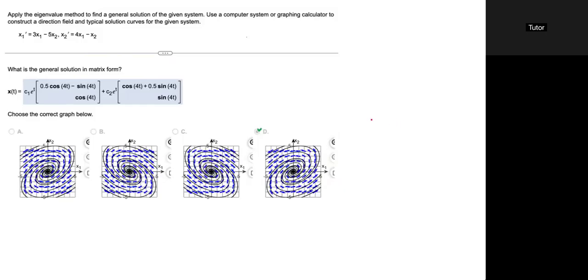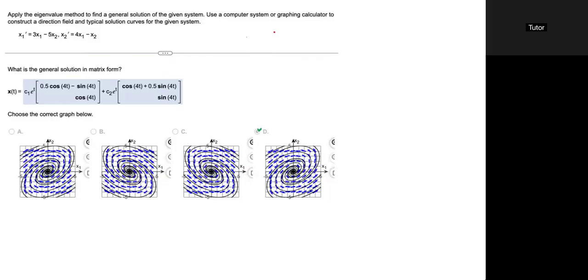Hello everyone, welcome back to this video where I'm going to be talking to you about using the eigenvalue method to find the solution to the given differential equation. And then we're going to use a computer system or graphing calculator to construct a direction field and typical solution curve for the given system.